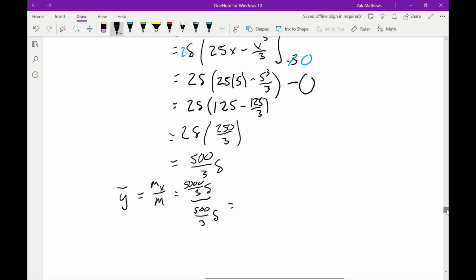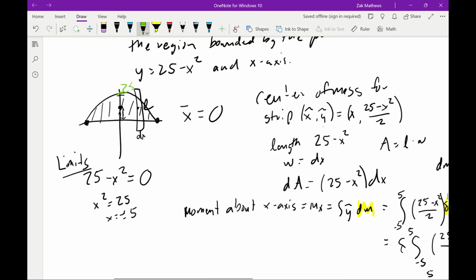Let me skim back up to my picture real quick. Here, there it is. If we look at this picture, just think about it for a second. We know that this point right here is 25 because this was a parabola shifted up by 25 units and then reflected. And as we talked about, it makes sense that the center is going to be on the y-axis. That's why our x bar is 0.